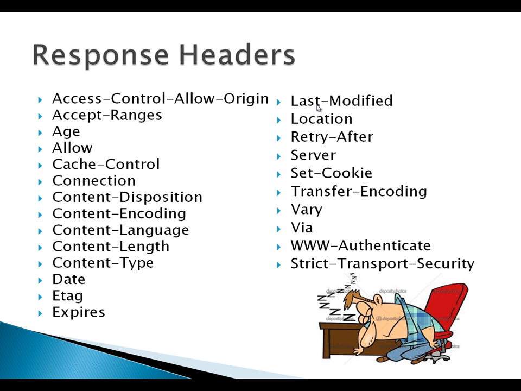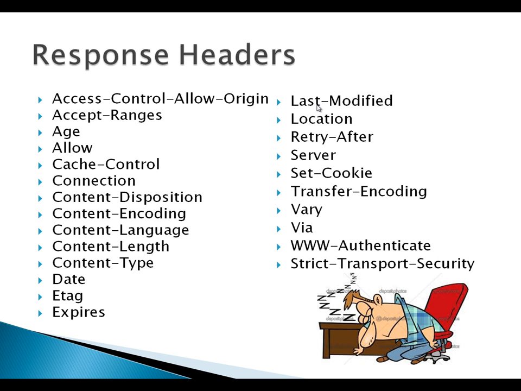Now the Accept-Ranges header. It tells what partial content range type the server supports. What kind of range do I accept? Do I accept bytes? So it will say Accept-Ranges: bytes.